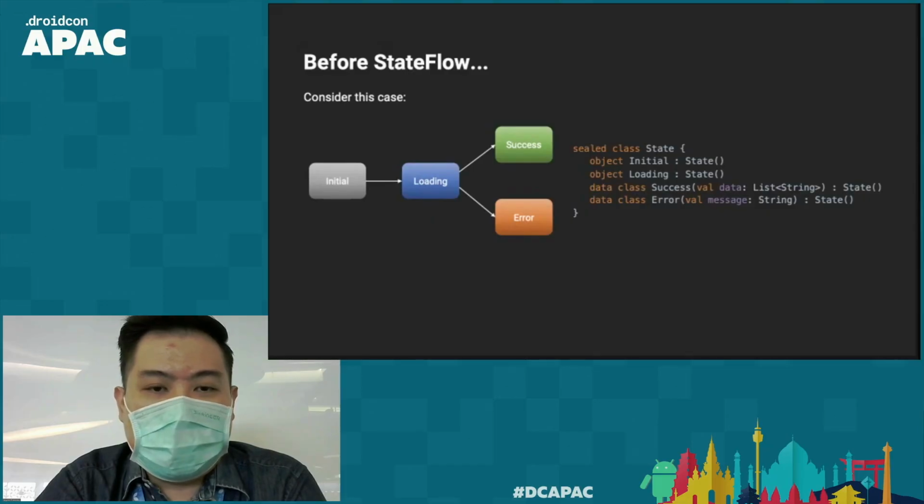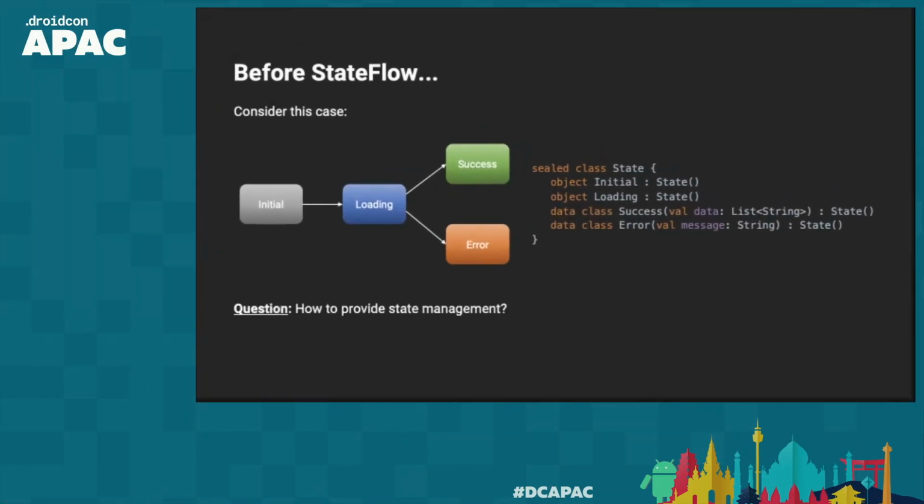So to sum everything up, we have a total of 4 states. Again, the question is how to provide state management. If you're thinking of using Rx subject or LiveData, you're cheating because right now we're talking about coroutines. About whether or not coroutines can be the answer. So can you think of any coroutine solution that might work?